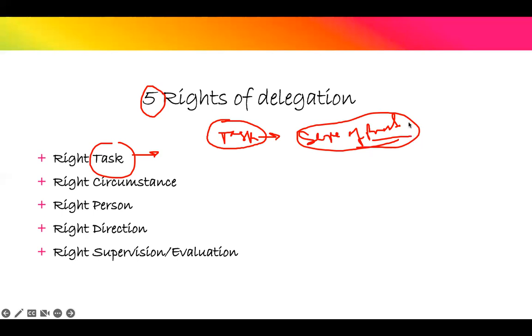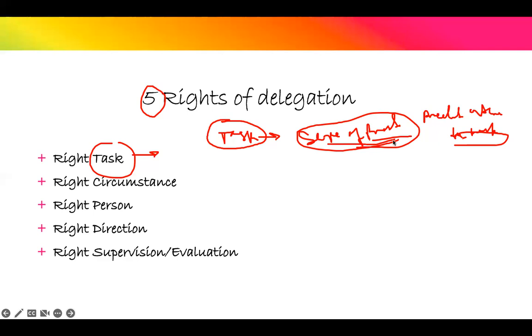And for those right tasks, we're talking about tasks that have a predictable outcome. You know what is going to happen. Okay. And they have low risk. Risk is very low. So that's the task you delegate. The task that has a low risk and a predictable outcome, and the individual you're delegating to is within their scope of practice.